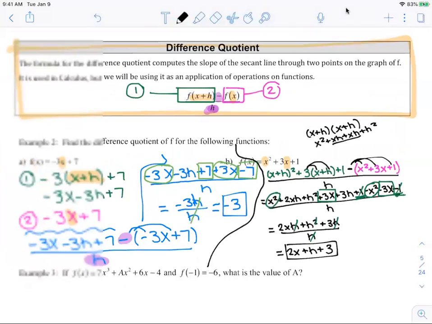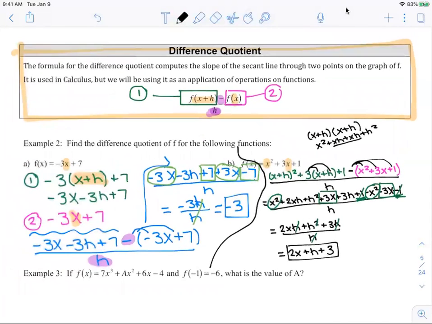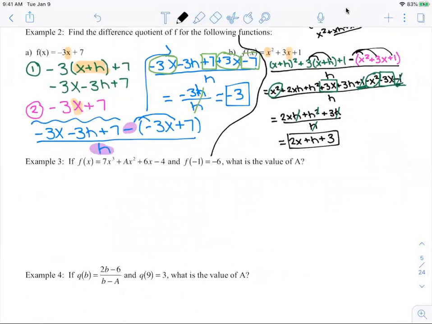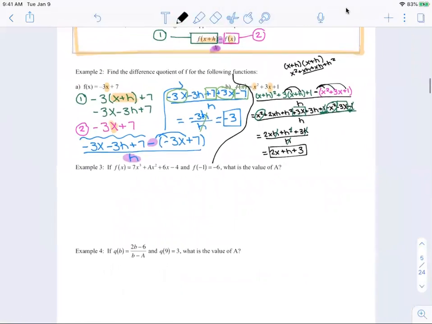So again, the steps to do that is you plug in the x plus h, and then you subtract when you plug in x, all over h, and simplify. We'll practice more of that in class because again, they like to put that on the final every year.